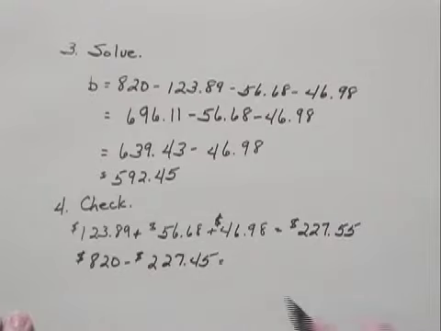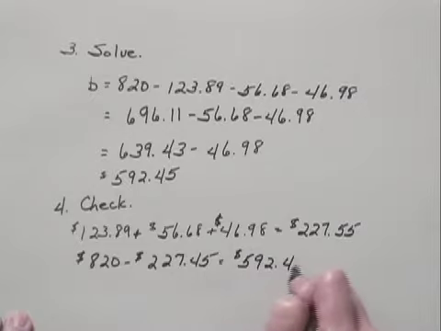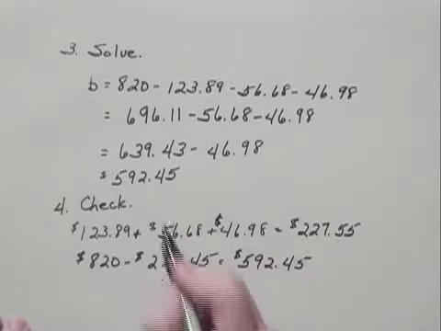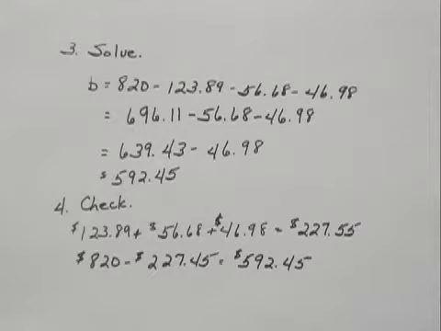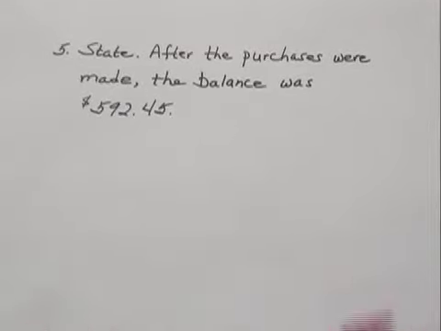And when we carry out this subtraction, the number that we get is $592.45, which is the answer we found. So we can say that our answer checks. And now we go to the fifth step, which is to state the solution. And we say after the purchases were made, the balance was $592.45.